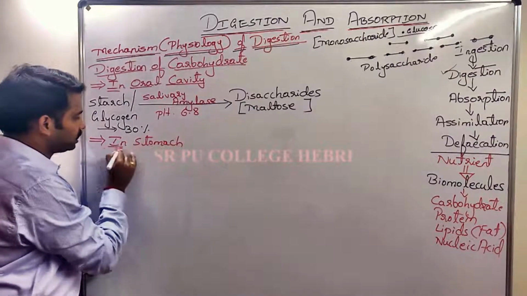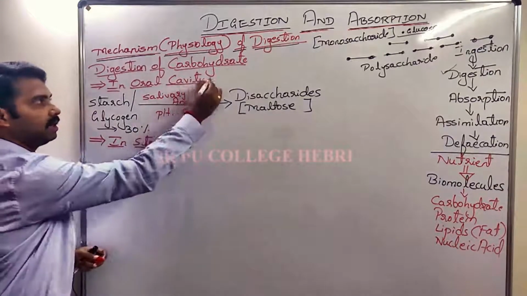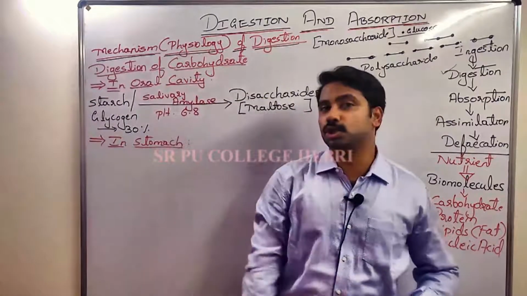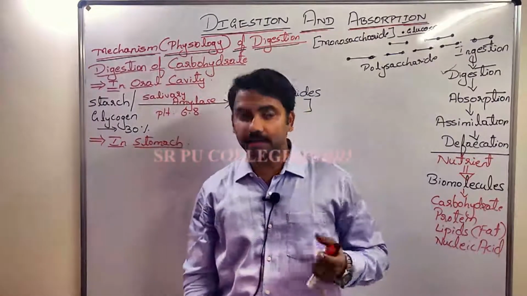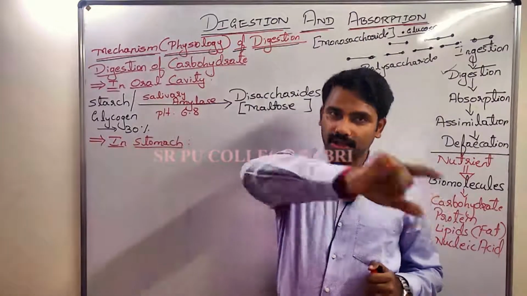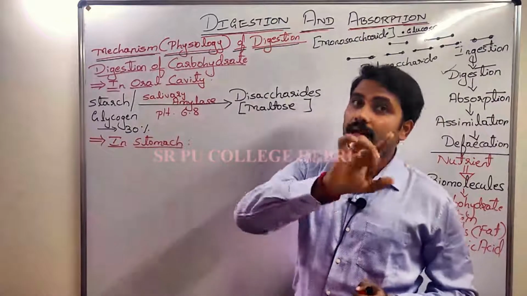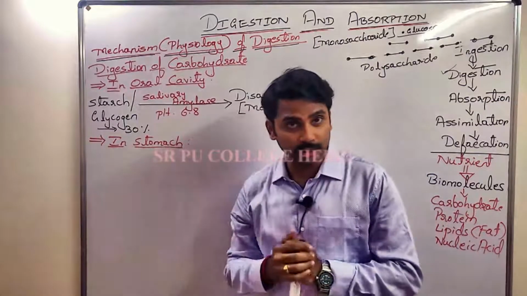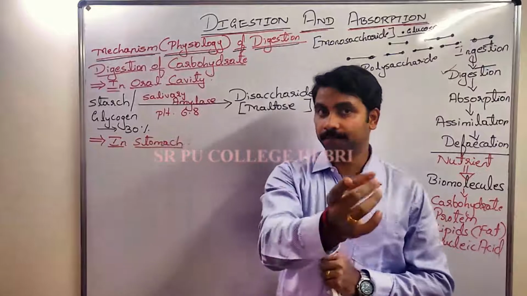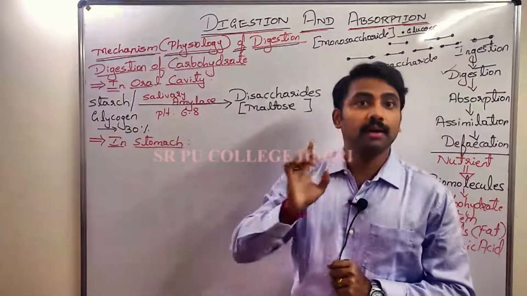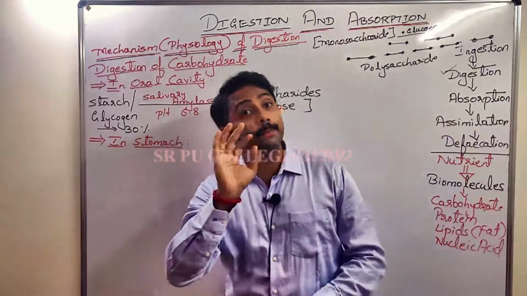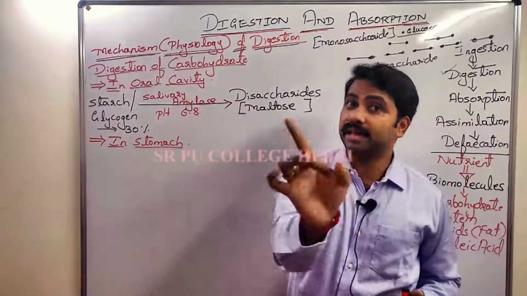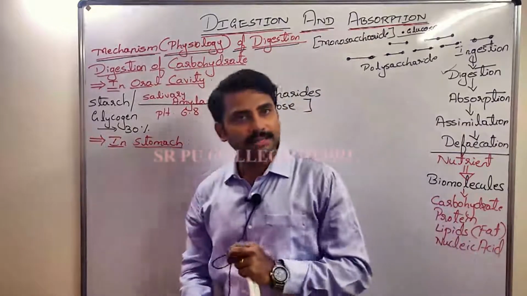Now, just turn the page and please tell me, which juice is there in the stomach? Gastric juice. Acidic or alkaline? Acidic. Check the notes and tell me, is there any carbohydrate digesting enzyme in our gastric juice? No. I have told you that in gastric juice there is a protein digesting enzyme, there is a lipid digesting enzyme, but there is no carbohydrate digesting enzyme.